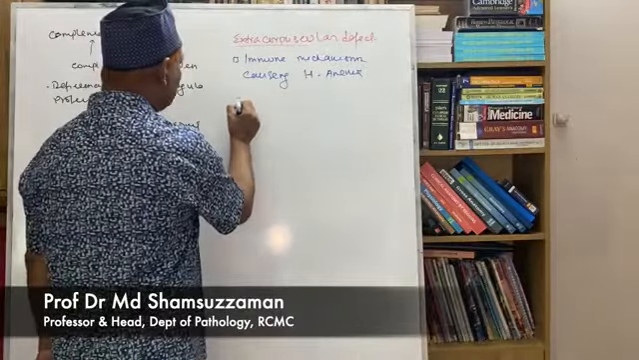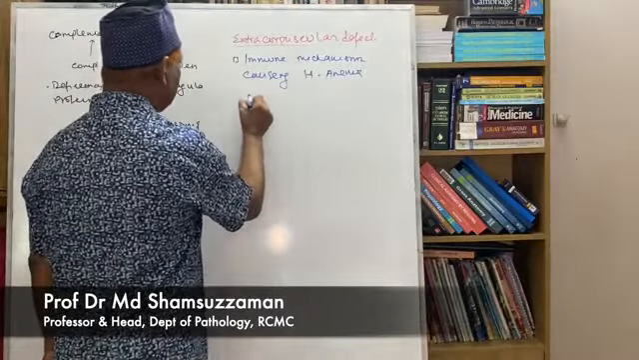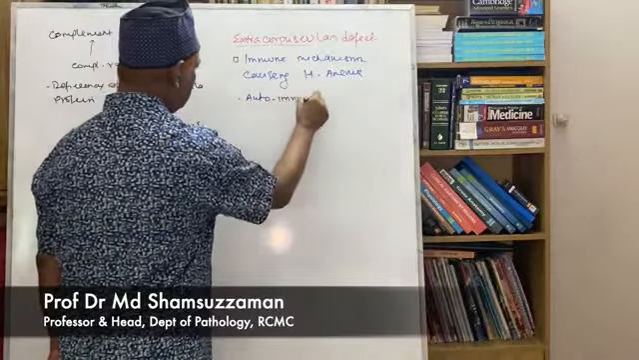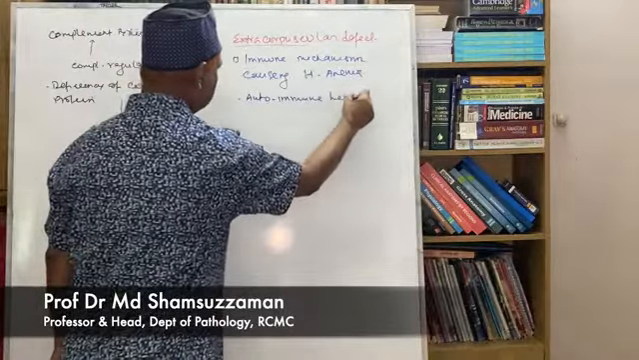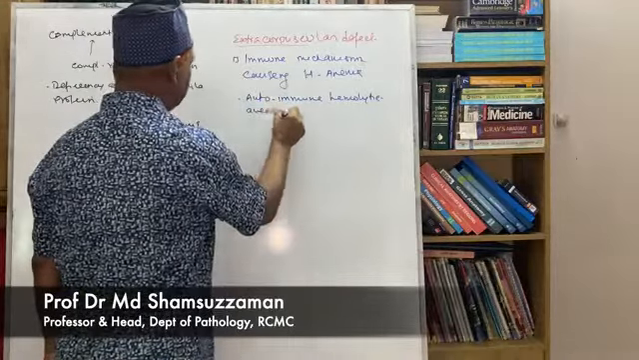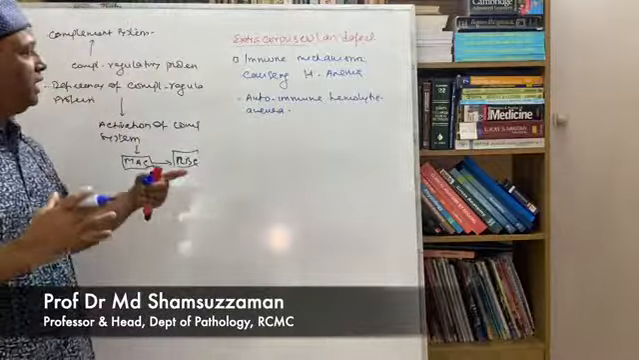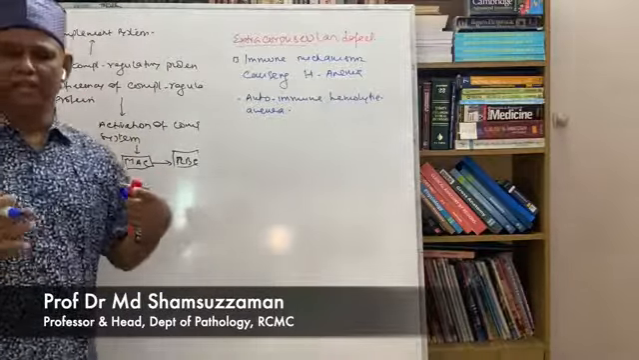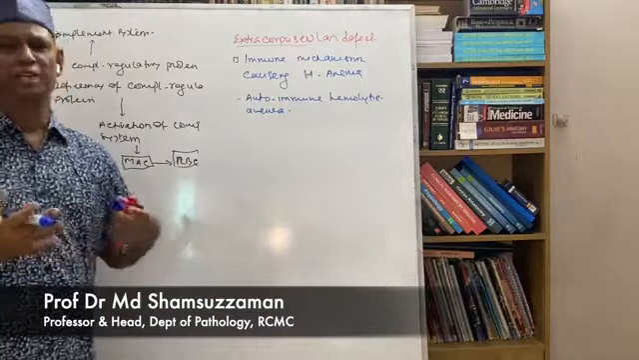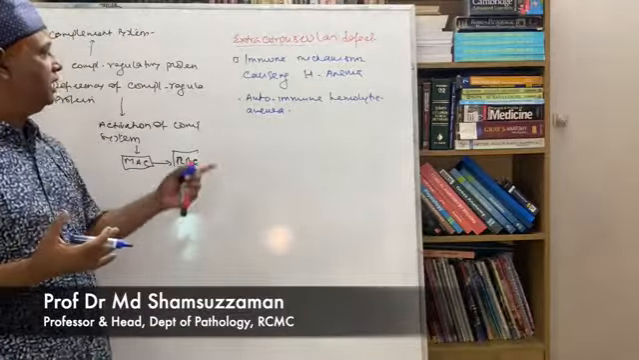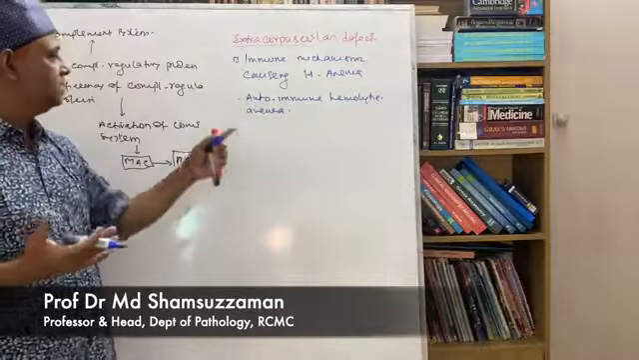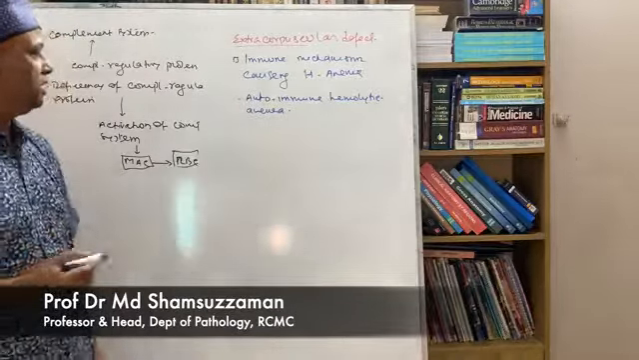Examples of it, one is autoimmune hemolytic anemia. In this situation, antibody is formed against the membrane protein of RBC. Automatically, this is called autoantibody, and this antibody reacts with this membrane and causes hemolysis. This is nothing but autoimmune hemolytic anemia.